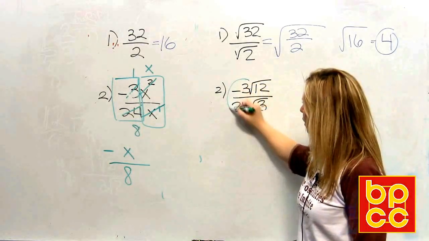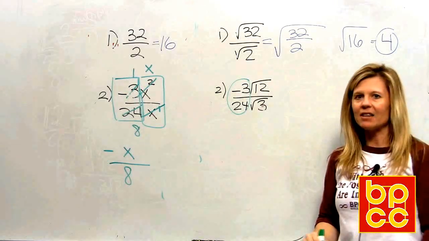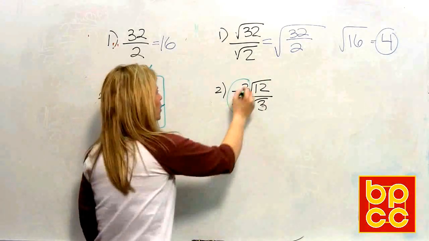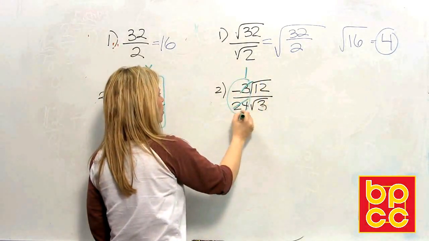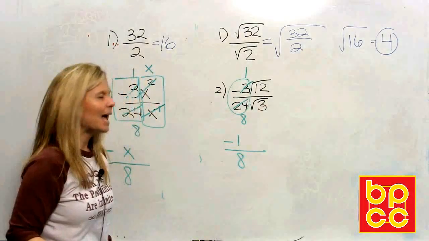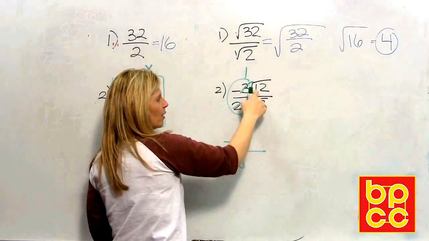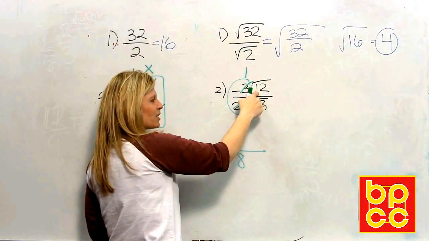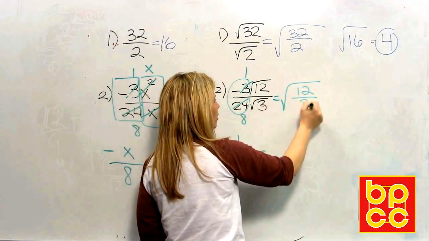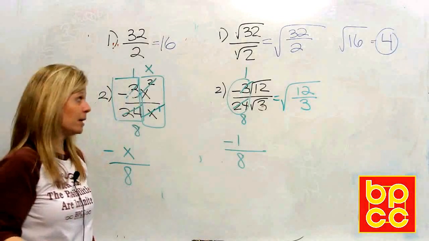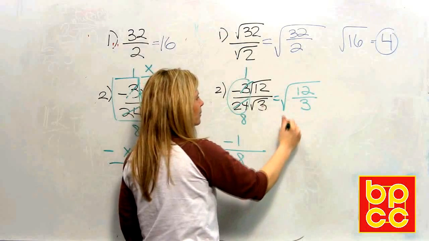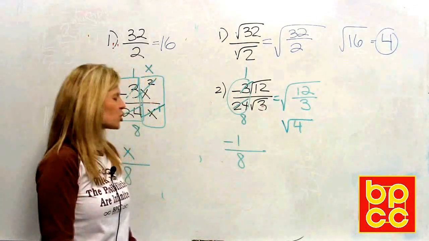So first we're going to deal with the coefficients. I have a negative 3 over 24. Well, I can divide those both by 3. 3 goes into 3 once. 3 goes into 24 8 times. So I have negative 1 over 8. Now we're going to divide the radicals. Because 12 is in a radical sign and 3 is in a radical sign, we can rewrite this as the square root of 12 over 3. That's what it means. It means both of them had a square root. Well, guys, we all know what 12 divided by 3 is. That's 4. What is the square root of 4?